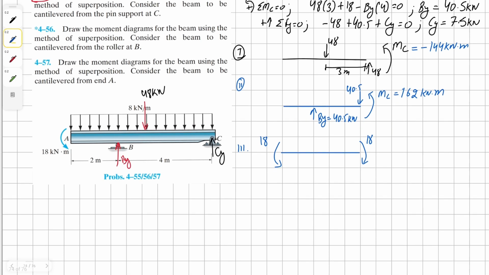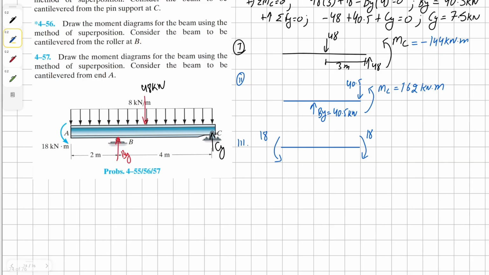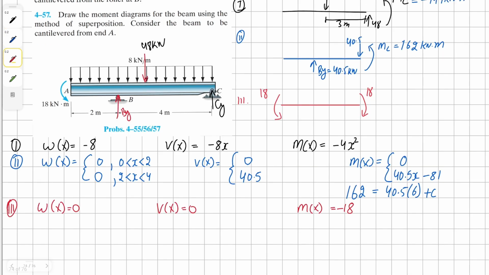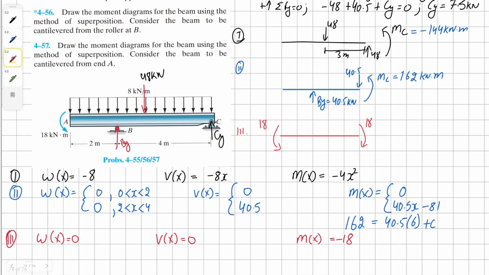After all the values have been found, we can go ahead and find our shear and moment equations. Once you have your free body diagrams, you can look and try to find your moment equation. In my case, I've already found those. So for case 1, it's going to be negative 4x squared. Case 2 is going to be in two regions, because we have two separate regions.